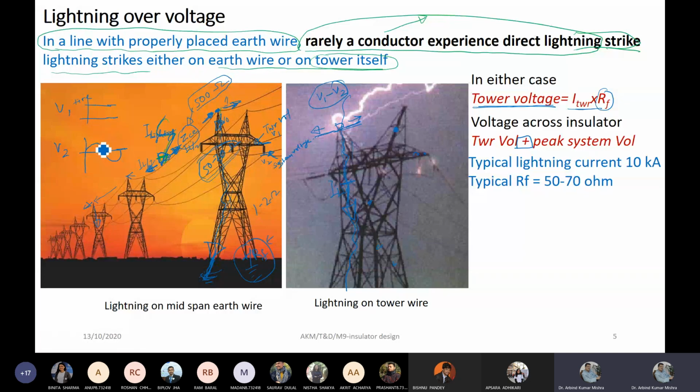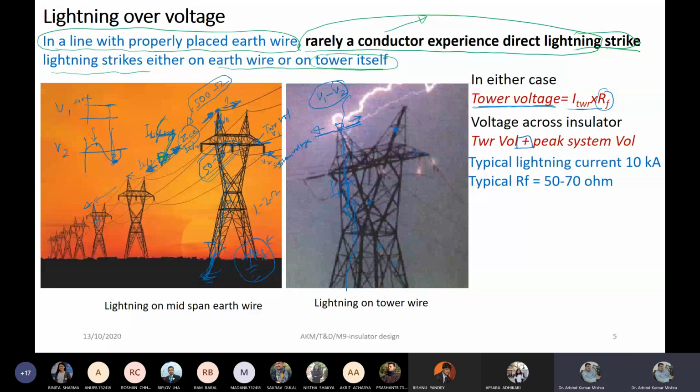If lightning occurs at this instant of time, this will be the best. The worst will be at another instant, because lightning may occur at this instant or that instant. We do not know when the lightning will occur. It's not that we are always fortunate and lightning will always occur at this point. Lightning may occur when the power conductor voltage is passing through the maximum negative. So this could be the worst condition. Under that condition, V1 minus V2 is this minus this, and since this itself is negative, it becomes this plus this.